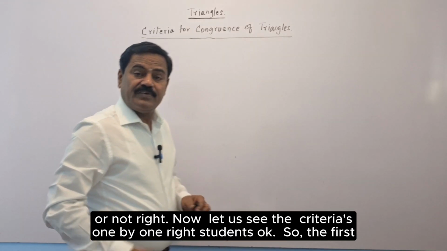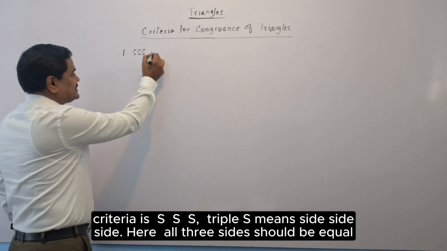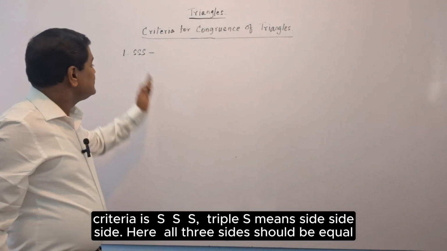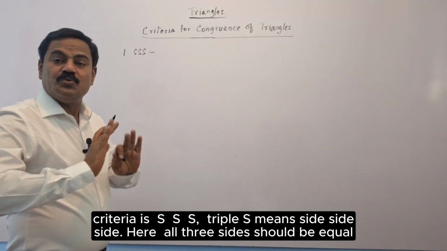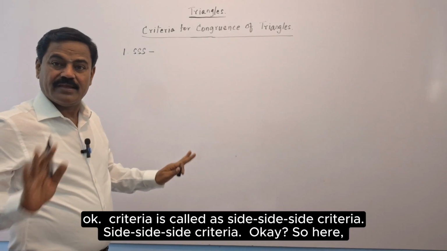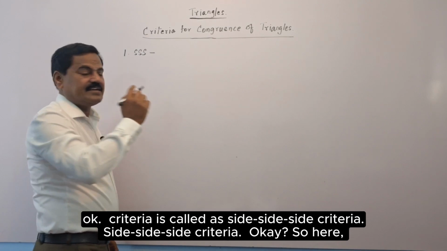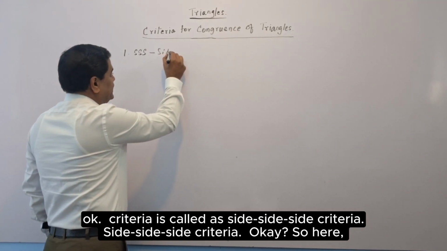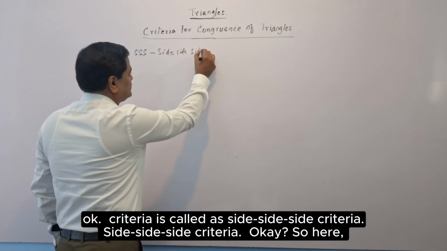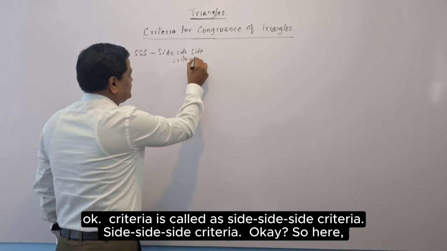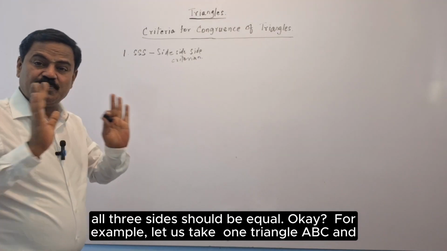The first criteria is SSS. SSS means side, side, side. Here all three sides should be equal. This criteria is called the side, side, side criteria.